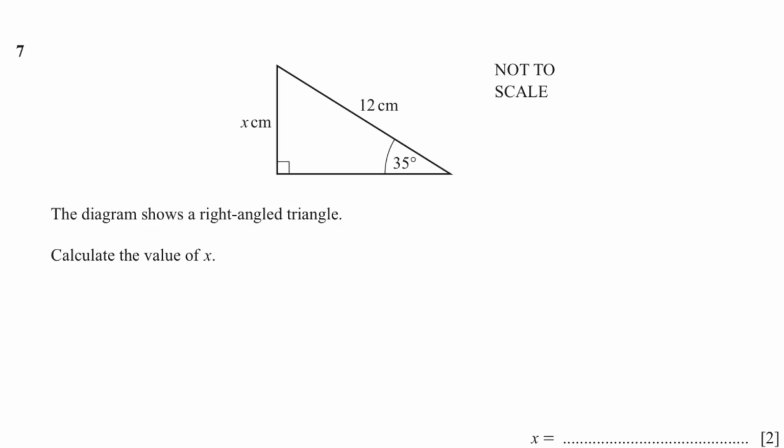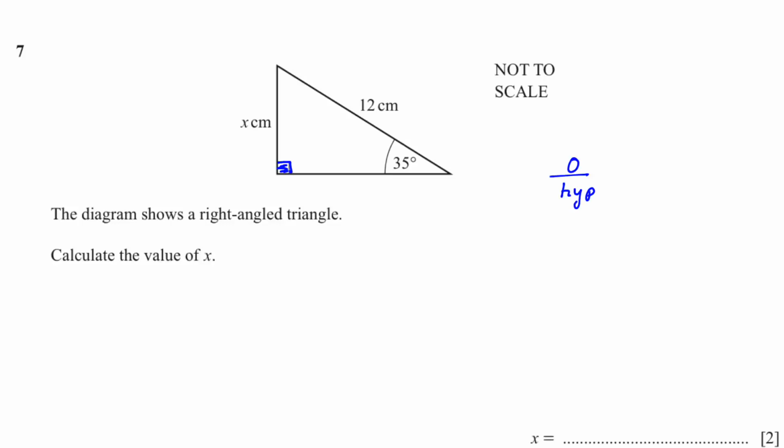Question number 7. We have been given a diagram. We can see that it is a right-angled triangle and we have to find the value of x. Whenever an angle and a side is given to you and you want to find the other side, you have to use trigonometry. In this case, we have the angle here and we have to find the opposite side. So write what you need to find. You need to find the opposite side. So you will have to write the opposite. And the side opposite the right angle is your hypotenuse.